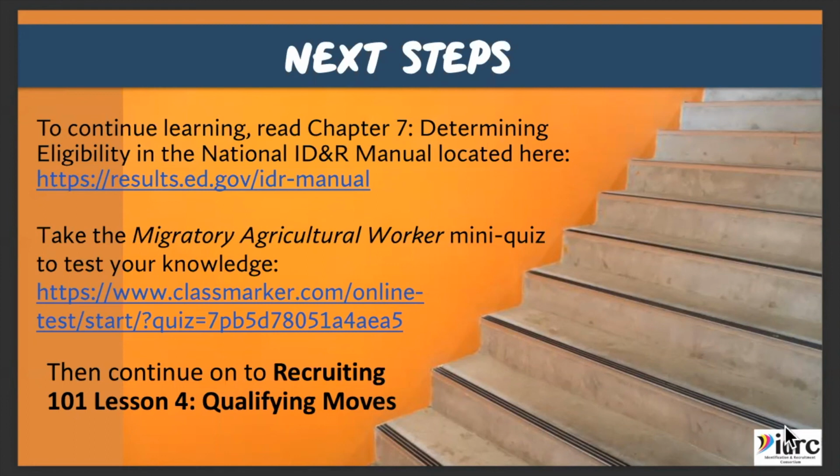To continue learning, read Chapter 7, Determining Eligibility in the National IDR Manual, located on the results.ed.gov/IDR-manual website. You can take the Migratory Agricultural Worker quiz to test your knowledge of what you have learned during this lesson. Then continue on to the Recruiting 101 module, Lesson 4, Qualifying Moves, to learn what is a qualifying move.